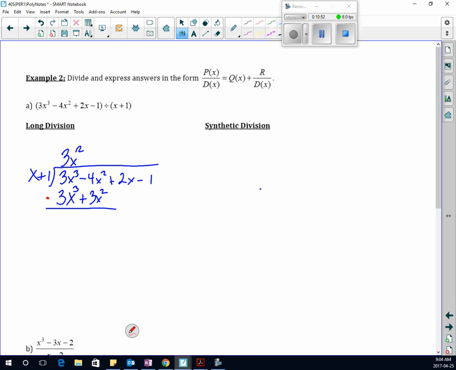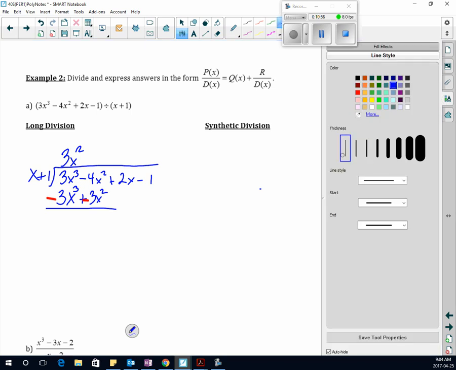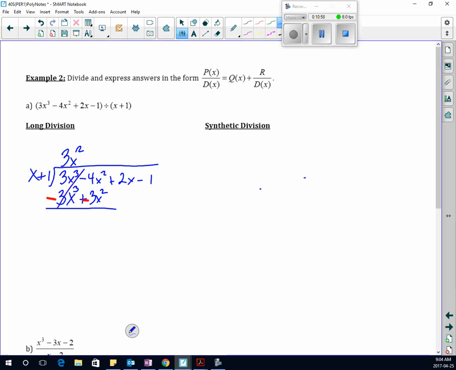Subtract, and I always switch the signs. I suggest you do the same. Okay, so these will cancel. Does everybody see those will cancel? That should happen. Otherwise, you picked the wrong number. The next one, what's negative 4x squared, negative 3x squared? Minus 7x squared. Bring the next term down, so plus 2x.